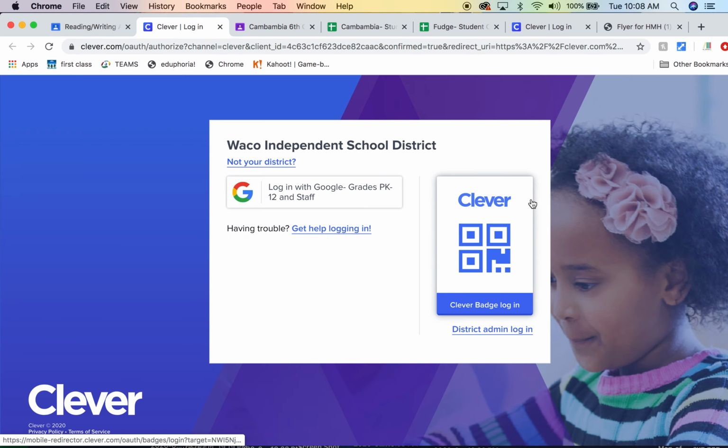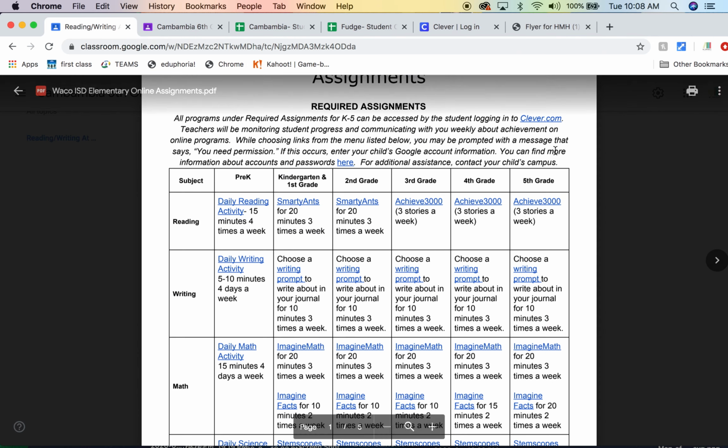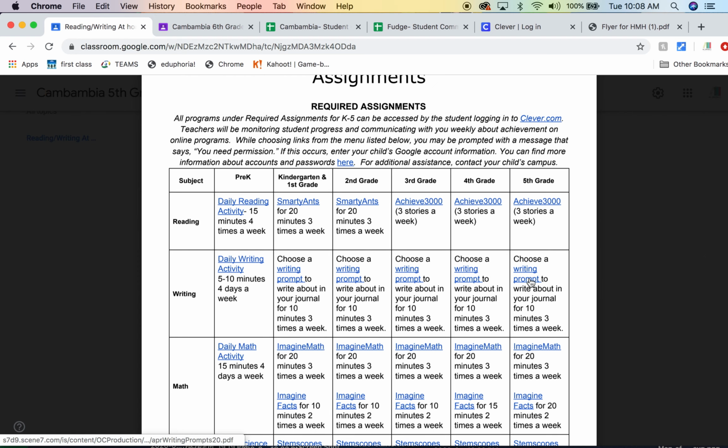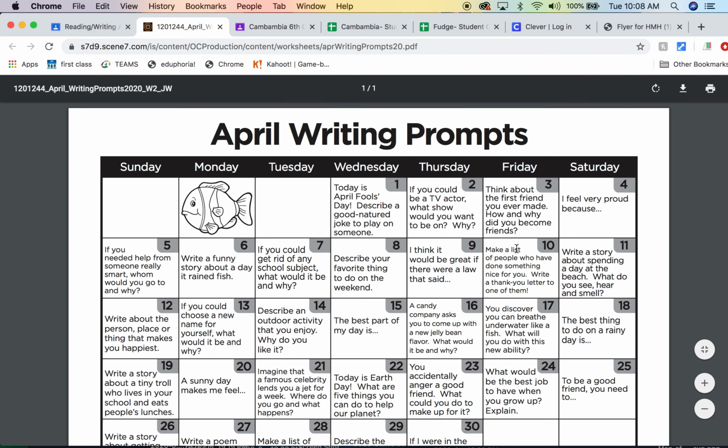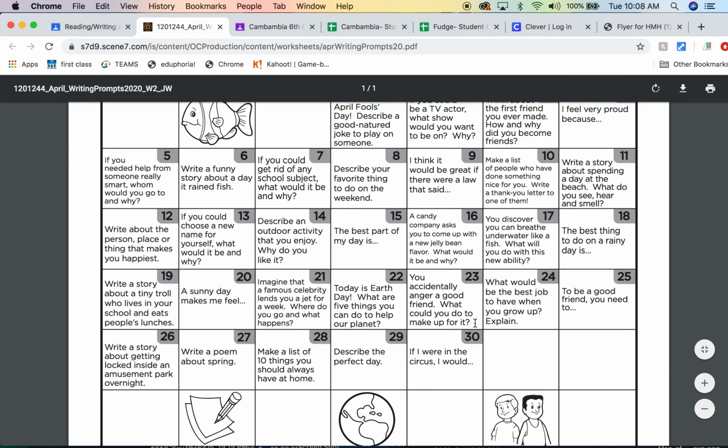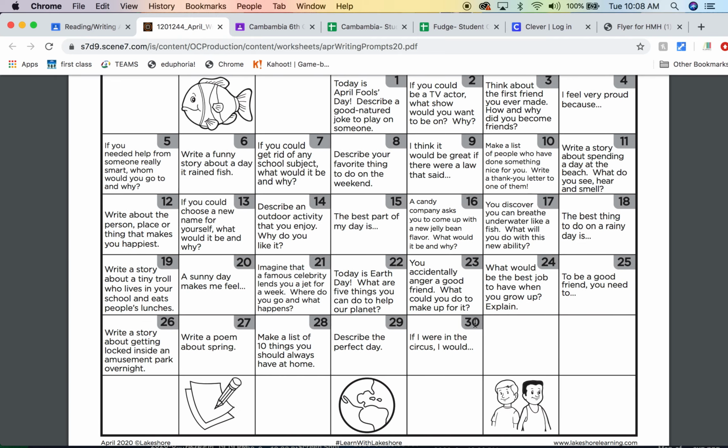So you can either click on the link here from the choice board and it'll take you to Clever. You log in with your Google account to log in to Achieve 3000. Remember, you work on 3 this week and make a 75 or above. For the writing prompt, the prompts will be in the choice board. It's a link and it takes you to April writing prompts. You have 30 to choose from.